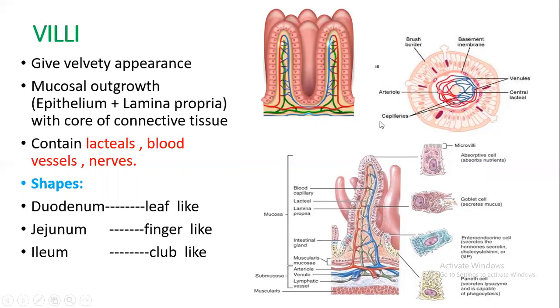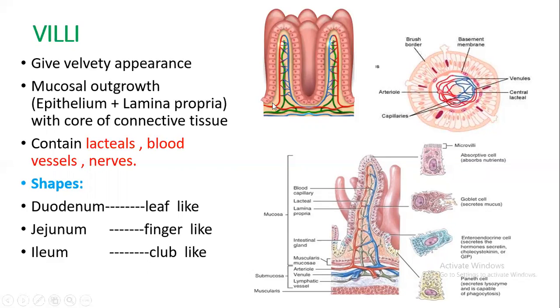I must say this is a commonly asked question. Draw and label the cross section of villus. So you must know that they are mucosal outgrowths and they are lined by epithelium, and epithelium consists of absorptive cells and goblet cells. Absorptive cells have microvilli giving it a brush border. The cells are lying on a basement membrane, and underneath the epithelium you have lamina propria, and in this lamina propria, the connective tissue, you have arteriole, venule, capillary, and a central lacteal.